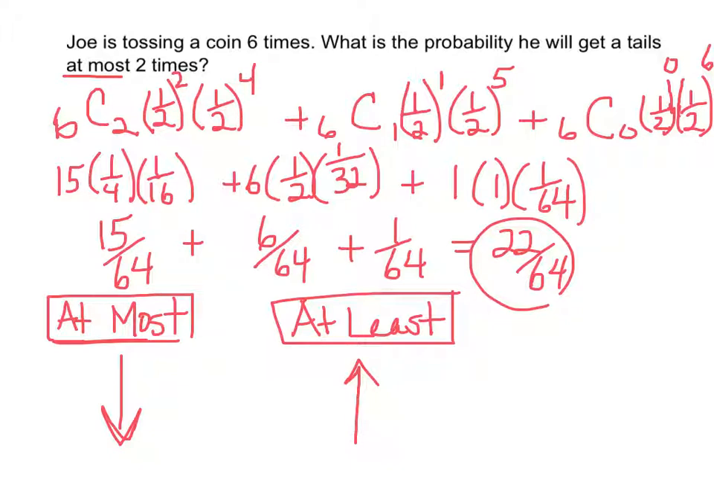At most, we would start at 6C2 and we would work our way down until we got to 6C0. So at most we want to work our way down till we get to that number C0, and at least again we want to work our way up until the number on the left and the right of the C are the same.